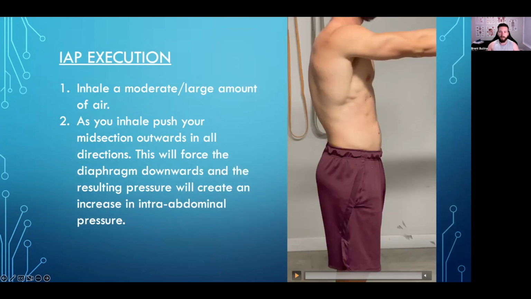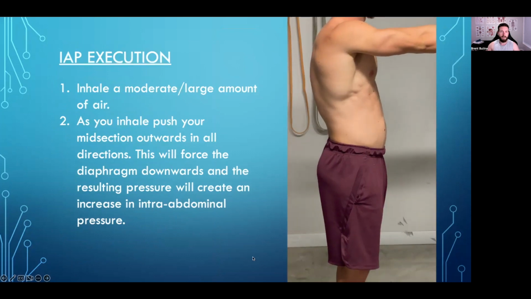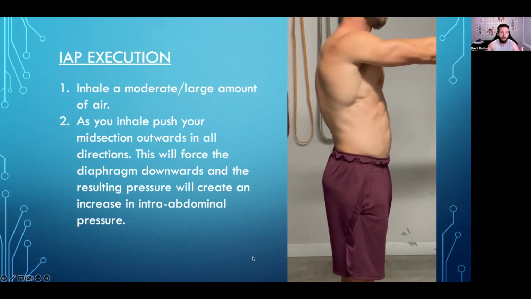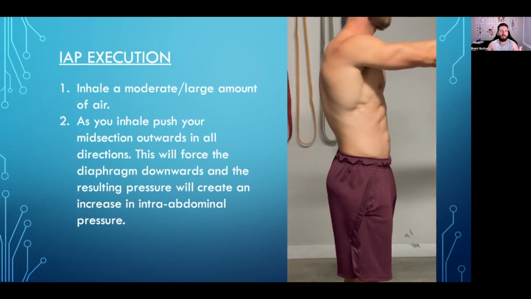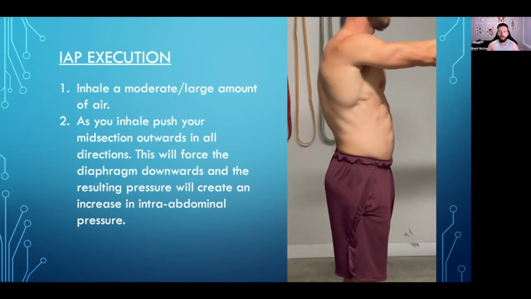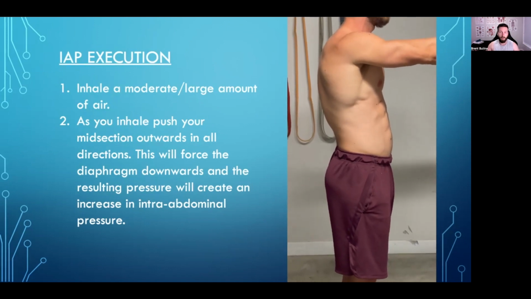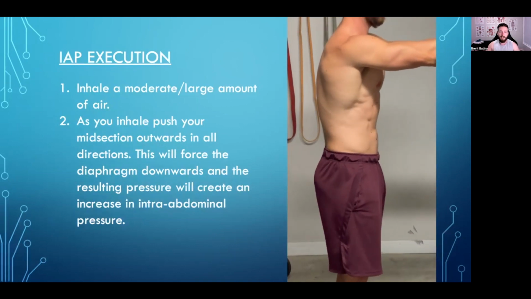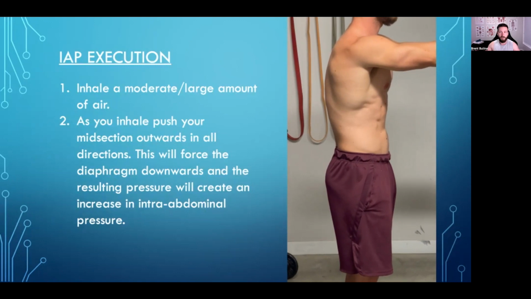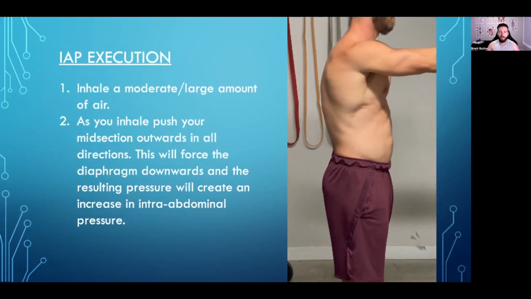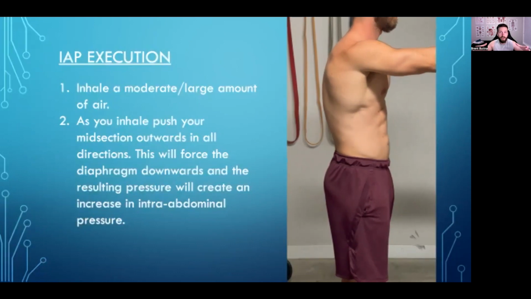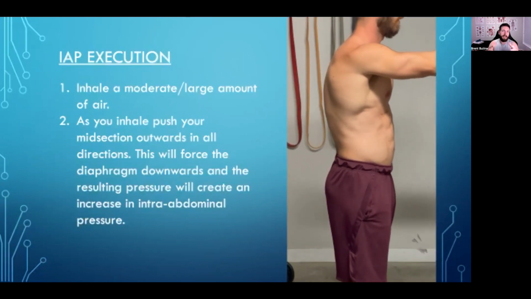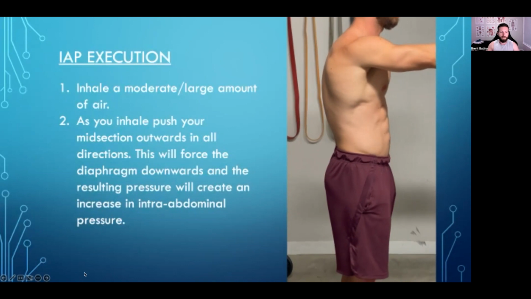So here's a video of me performing some intra-abdominal breathing and then building my intra-abdominal pressure. So I'm taking a breath, pushing my diaphragm down, expanding my midsection, and you'll see that when I change position, you can do it as well. So I take a big breath, push my midsection outwards, increase the pressure in that area, and then exhale and come back to normal.